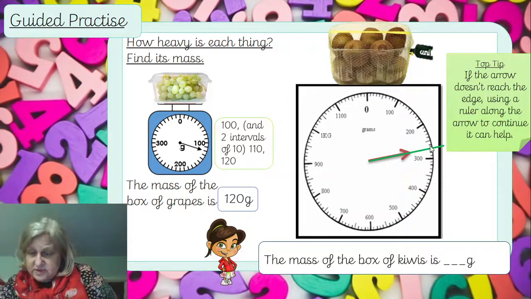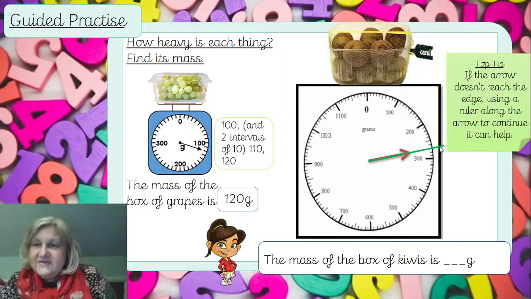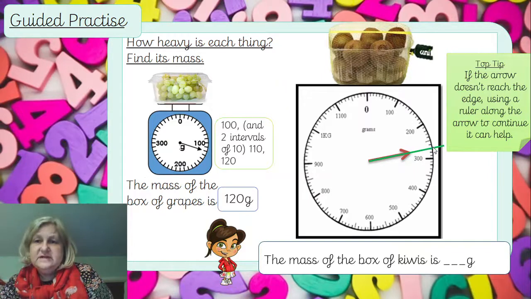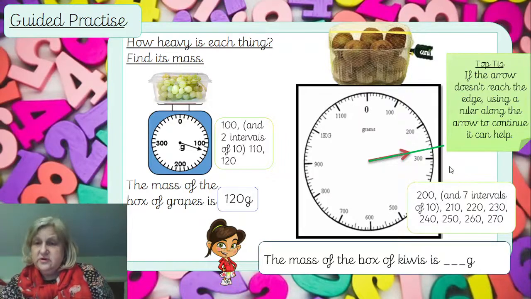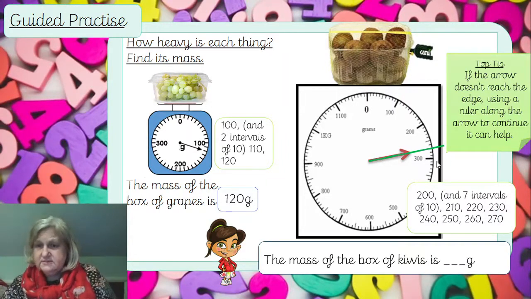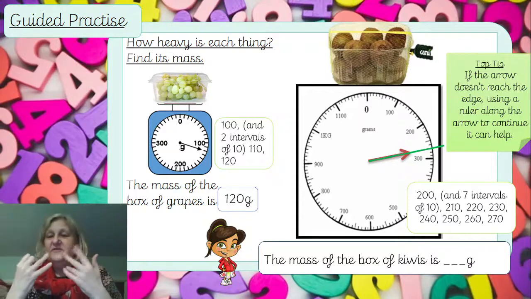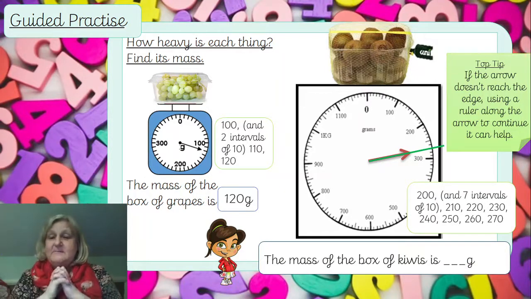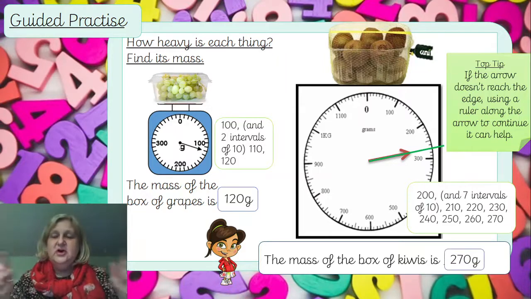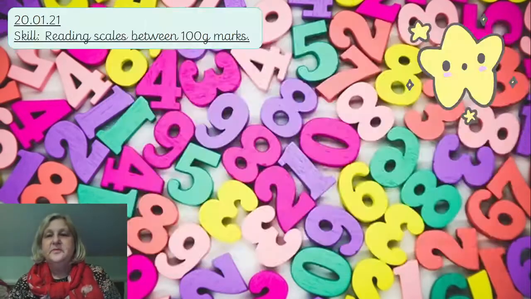So I tend to just put a little ruler up on my hand, and then I can see it's on the 5 and then 6 and then 7, and I know I've got it right then. Okay. So if you're not sure, you get a ruler out and just lay it along there and see what you get to. So we would count from 200 and then 7 intervals of 10, 210, 220, 230, 240, 250, 260, 270. There's my 7 intervals of 10, and so the mass of the box of kiwis is going to be 270 grams. Woohoo! I'm very excited about that.